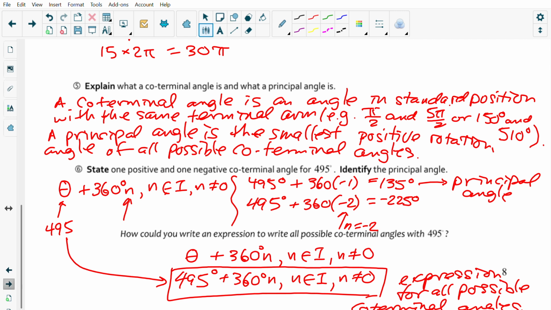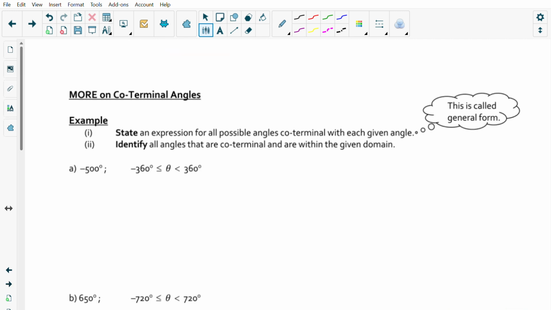Next page. Let's do a bit more on coterminal angles, okay? This will come in handy when we are solving trigonometric equations and we need to state a general solution. So we'll practice this a little bit, practice this on your own, and then when we come back to it in trig equations, you'll see how useful this is. Example, state an expression for all possible angles coterminal with each given angle. This is called general form. So identify all angles that are coterminal and are within the given domain.